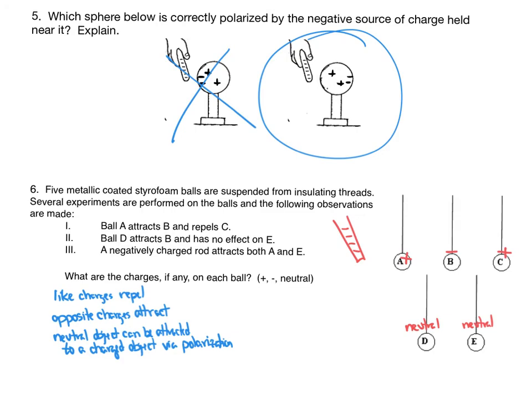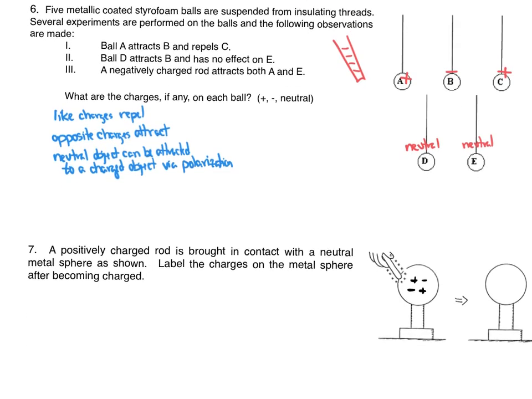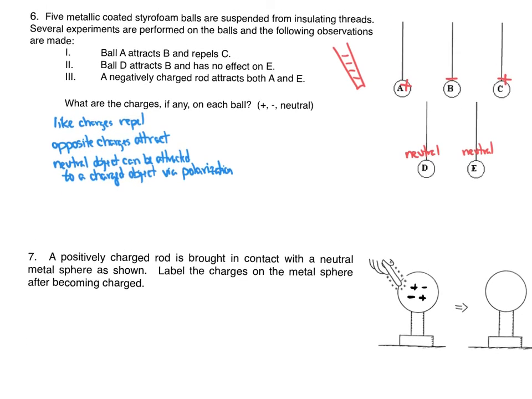All right, our last question here, number 7, and that is a positively charged rod is brought in contact with a neutral sphere shown. So here's our neutral sphere, our positive rod, and we bring it in contact, right? We touch it to it. So it says label the charges on the metal sphere after becoming charged. Now I'm going to be super specific with this one here, right? I'm going to count up the positive charges I have on the rod. There's 1, 2, 3, 4, 5, 6, 7, 8, 9, 10. All right, so there's 10 positive charges there. Okay, so we'll say it's a plus 10.